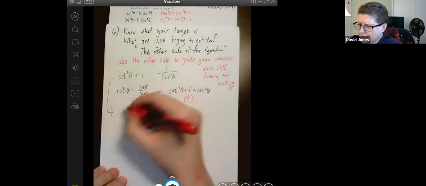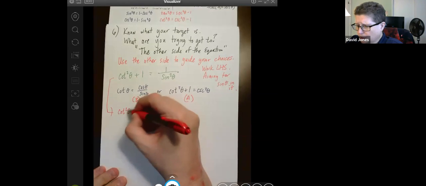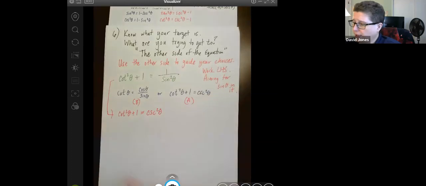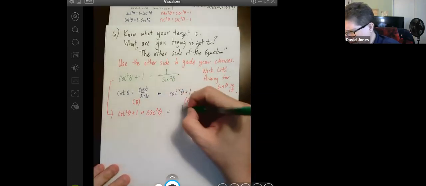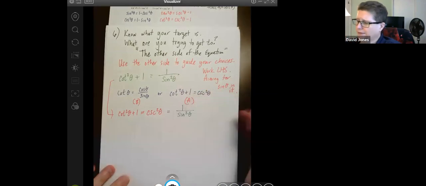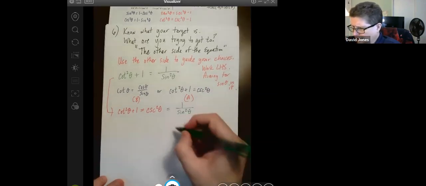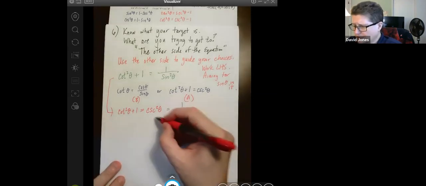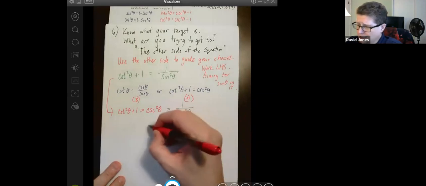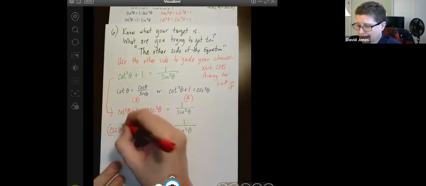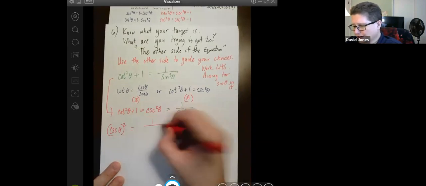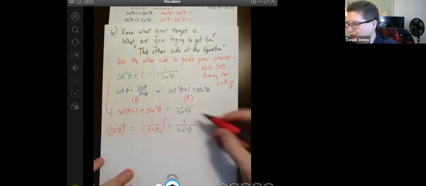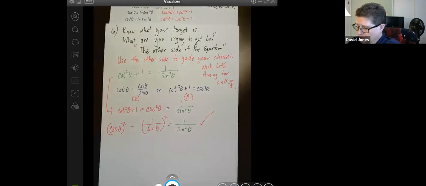I'm going to replace cotangent squared theta plus 1 with cosecant squared theta. That's my substitution. And the right-hand side goes untouched, 1 over sine squared. And then I manipulate the cosecant squared theta. This is cosecant theta squared, which equals 1 over sine theta squared, which equals 1 over sine squared theta. Bam. So that was option A.